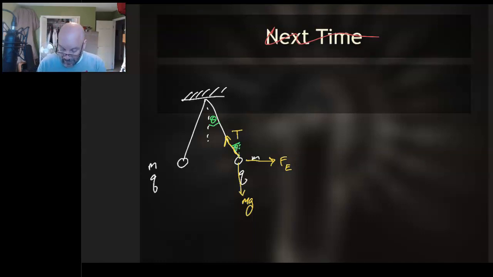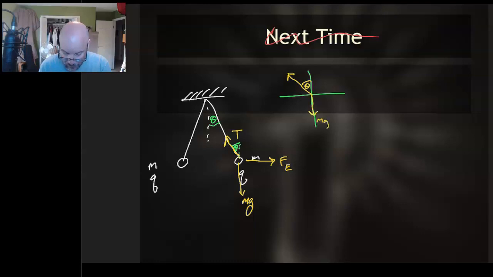Okay. So if we make a free body diagram, we haven't done that in a long time, have we? If we make a free body diagram on our particle, then we've got our tension up here. Okay. This is our angle theta.